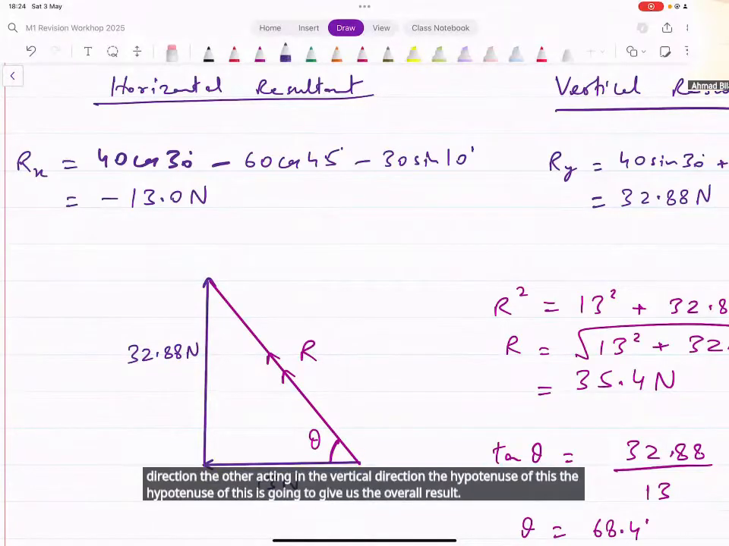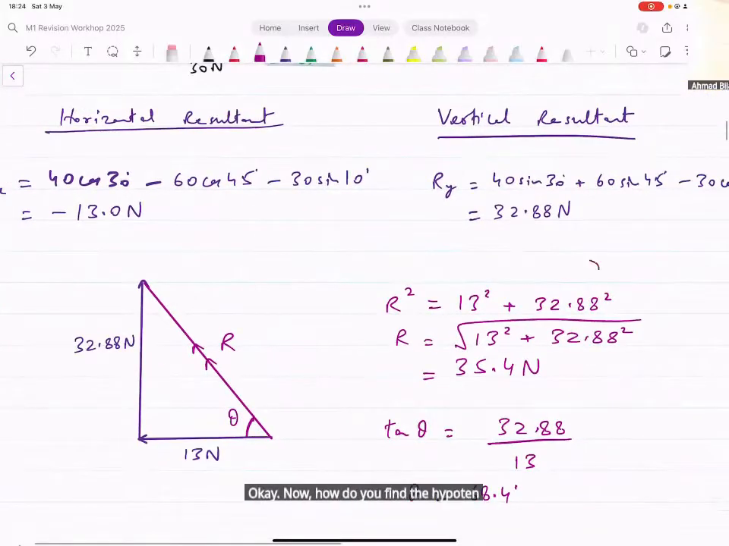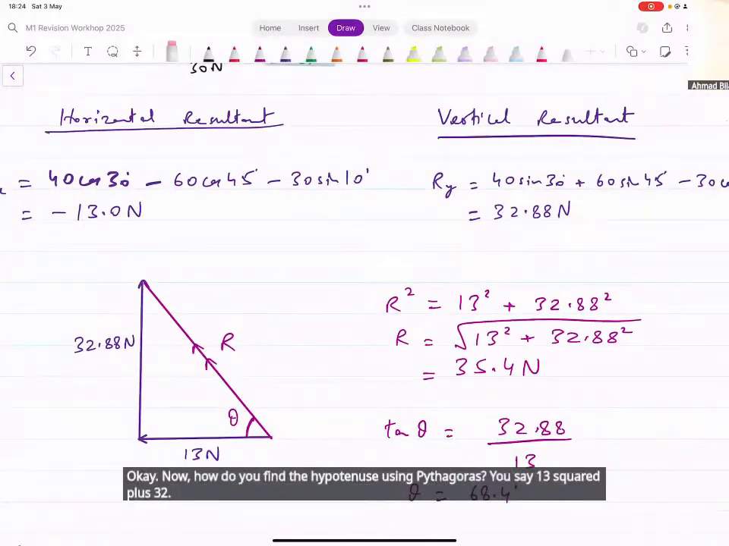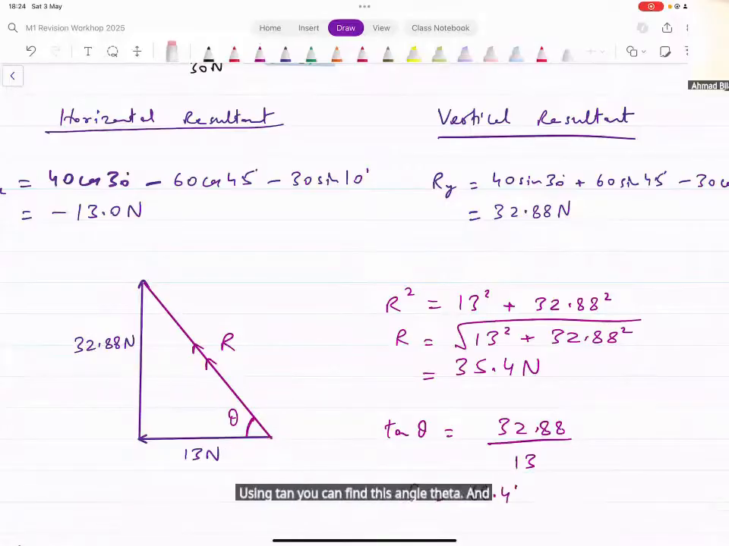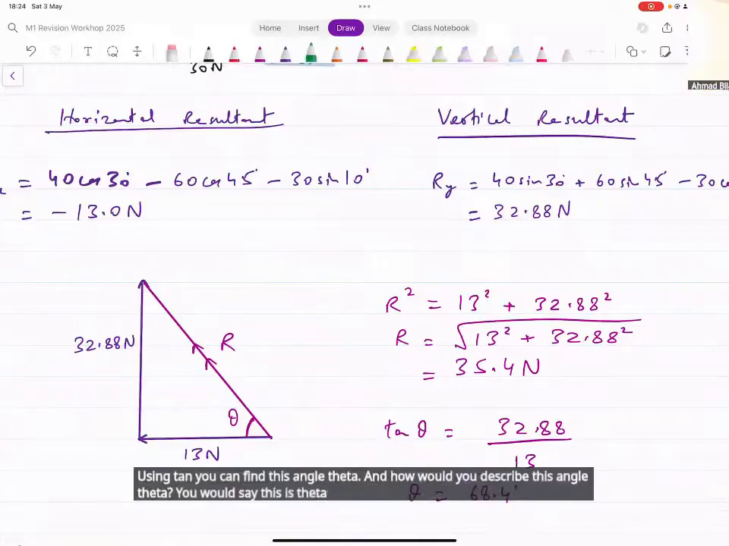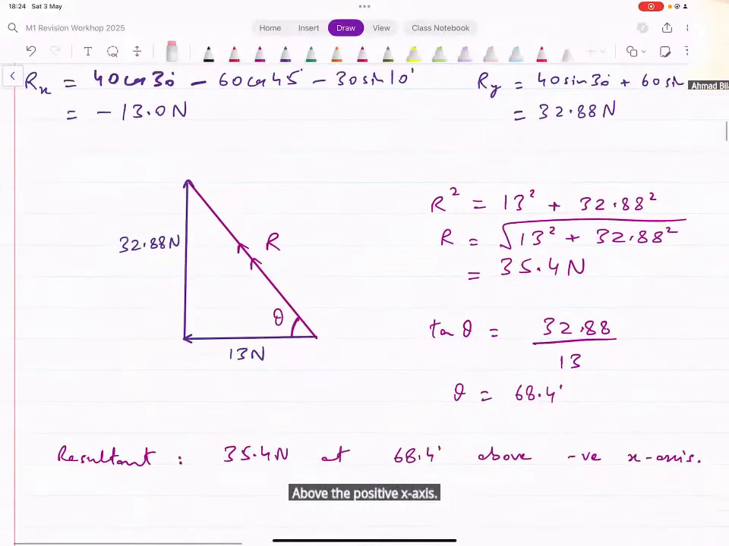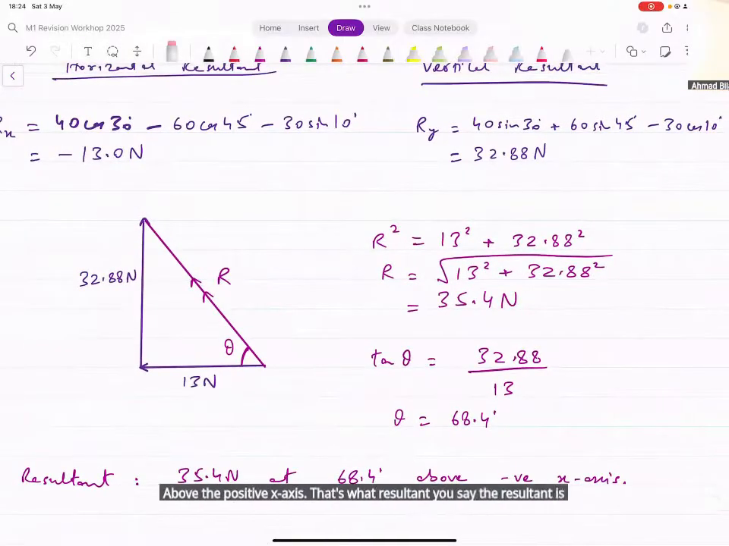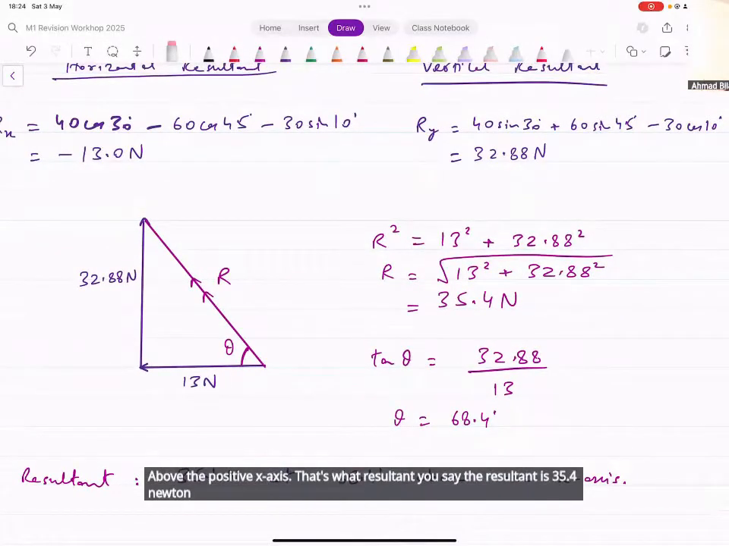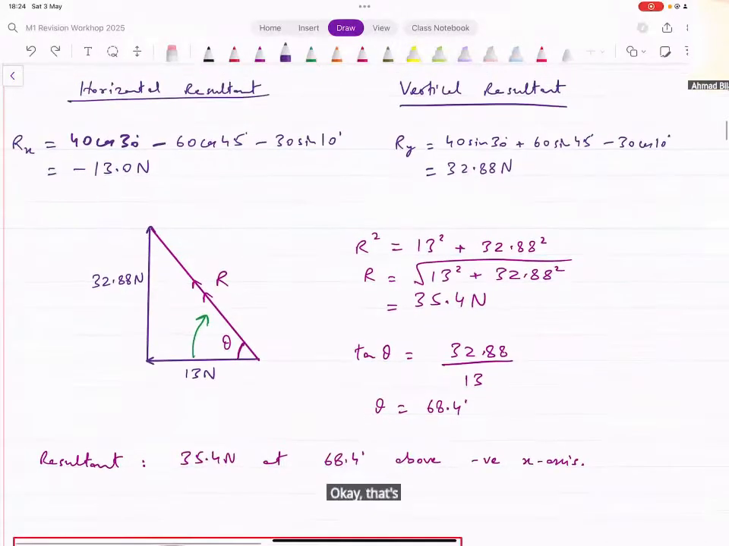Okay, now how do you find the hypotenuse? Using Pythagoras, you say 13 squared plus 32.88 squared. That gives us the value for R. Using tan, you can find this angle theta. And how would you describe this angle theta? You would say the resultant is 35.4 Newton at 68.4 degrees above the negative x-axis. This is the negative x-axis, and it's above that. That's your final resultant.